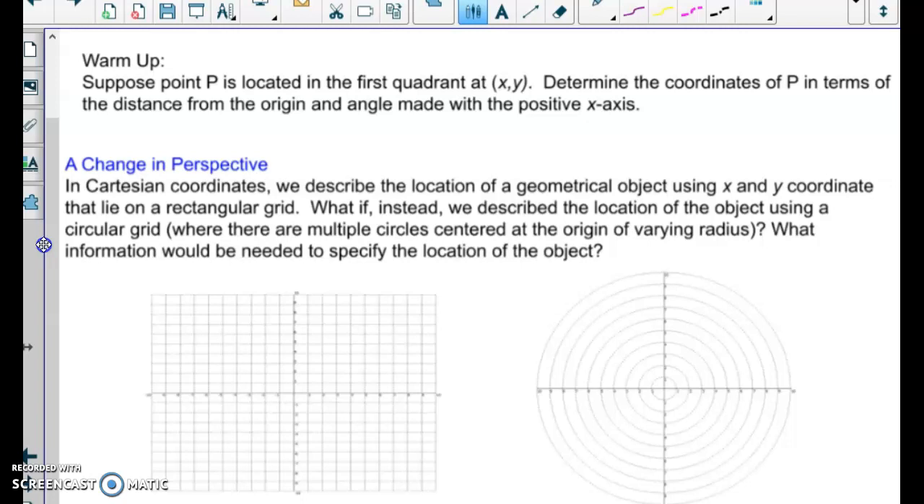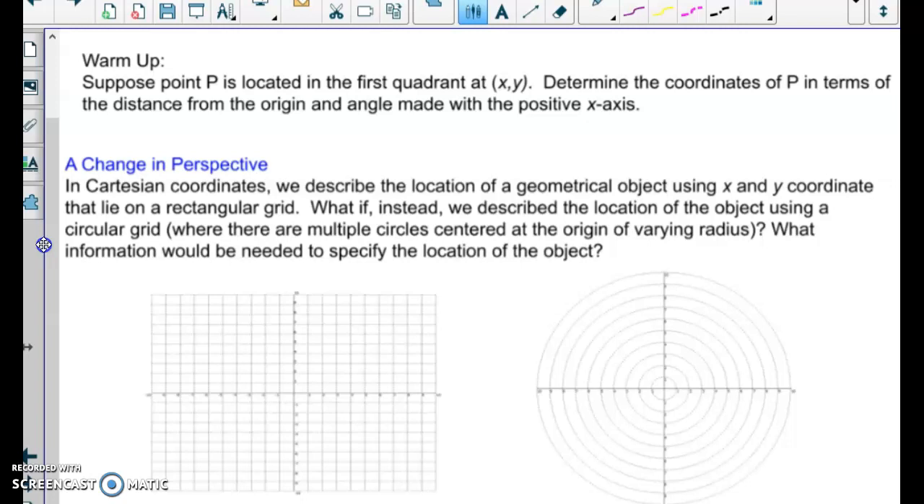So suppose we have a point P located in the first quadrant at x, y. Determine the coordinates of P, the distance from the origin, and the angle made with the positive x-axis. In Cartesian coordinates, we describe the location of a geometrical object, a point in this case, using x, y coordinates that lie in a coordinate grid. What if instead we describe the location of the object using a circular grid where there are multiple circles centered at the origin, concentric circles if you will? What information would be needed to specify the location of the object?